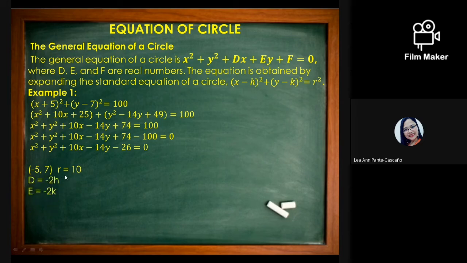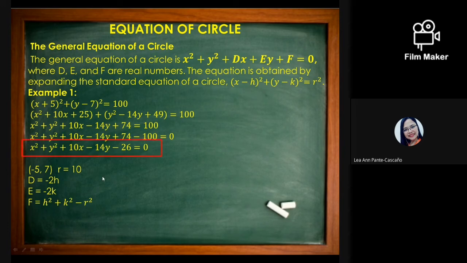Now, ito yung shortcut na. Ito yung isa sa mga way pa para i-solve po yung ating equation. Kailangan mo lang yung formula for D, for E, for F. Okay? Ang value daw ng ating D is negative 2h. Ang value naman ng ating E is negative 2k. H, ito lang yan. Yung k, ito lang po yan. Then, sa F naman, square lang daw natin yung h plus square ng k minus the square of r.